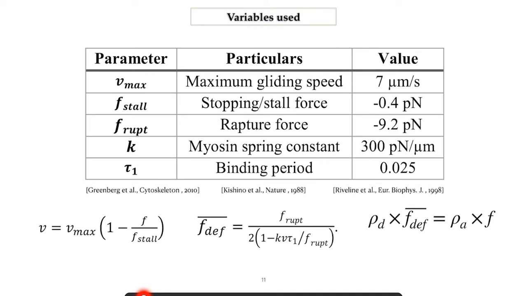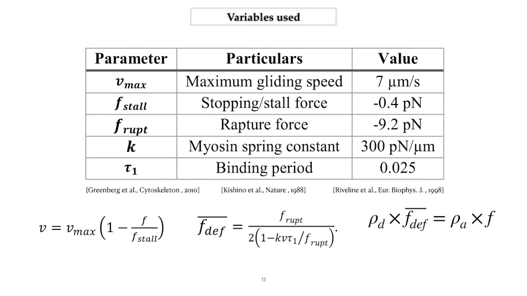We solved for these equations. The force velocity equation, the time averaged of the defective forces, considering the impedance per active myosin, and the product of the defective motor binding to the actin filament and the time averaged defective forces is equal to the product of the active binding motors and the force that facilitates the movement of the actin filament.